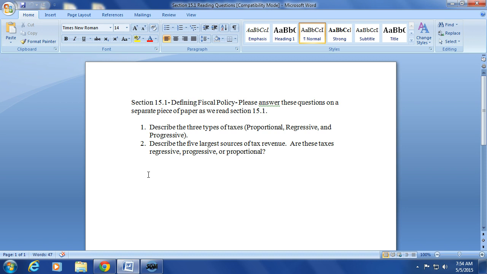Next up, we have a progressive tax. And a progressive tax takes a larger percentage of income from high-income people than low-income people. So the rich are taxed at a higher percentage of their income than the poor. The income tax, for example, in the United States is a good example of a progressive tax, where the rich are taxed at a higher percentage of their income than the poor.